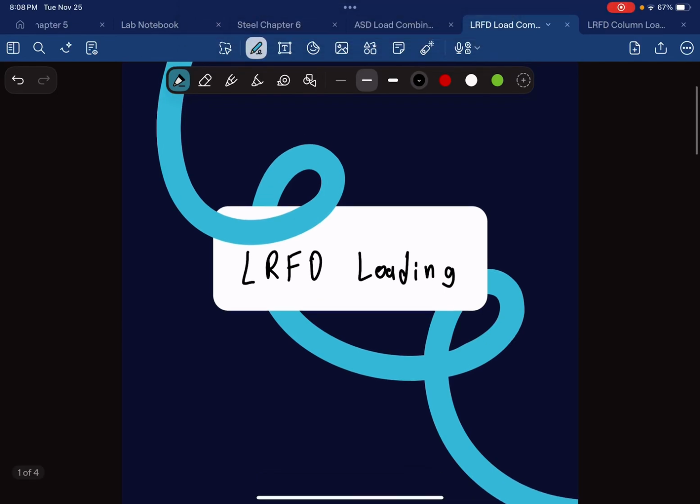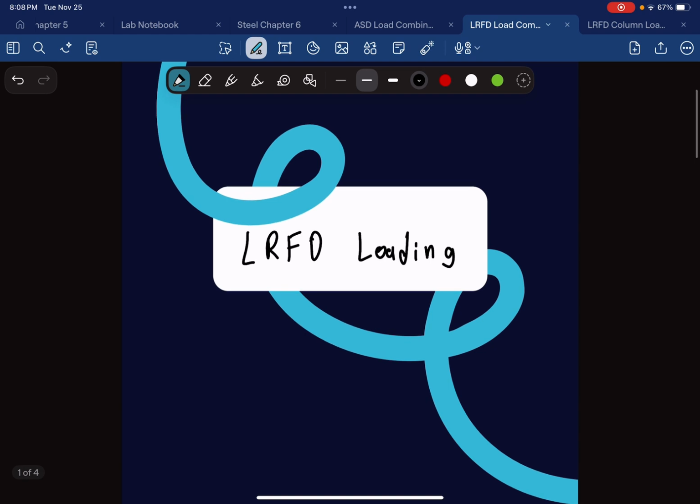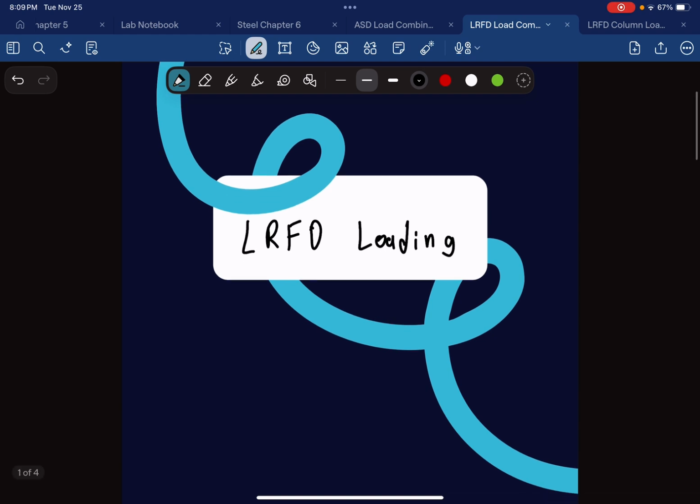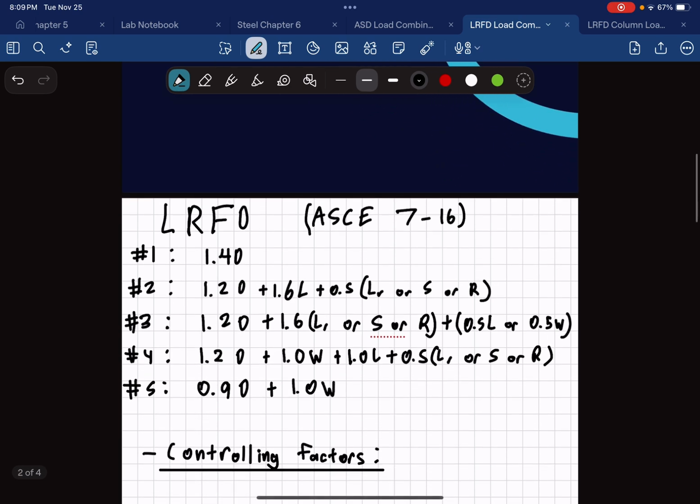Hey everybody, today we're going to be talking about LRFD loading systems. And LRFD, for any of you who don't know, is load and resistance factor design, which is one of the more common methodologies for analyzing the loading systems on structures and factoring them so that you get a proper design load with a proper level of safety.